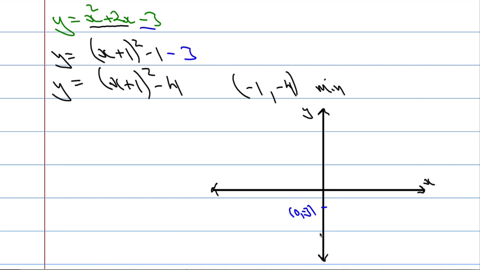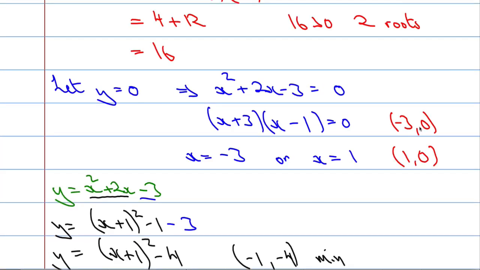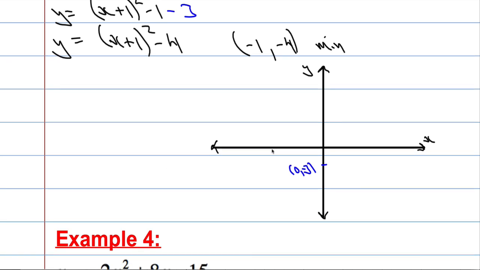Just make sure that you label all important points. That's one of them, (0, -3). I know that the roots, or where it crosses the x-axis, are these points here. Negative 3, 0 and 1, 0. And it's going to be a U-shaped graph like this. And then the other thing I know is that the minimum is at (-1, -4).